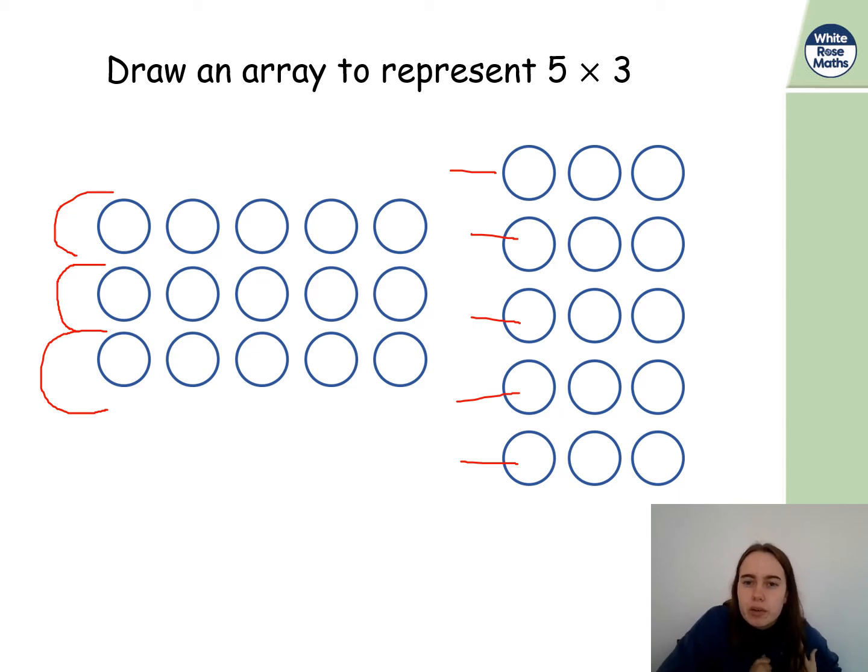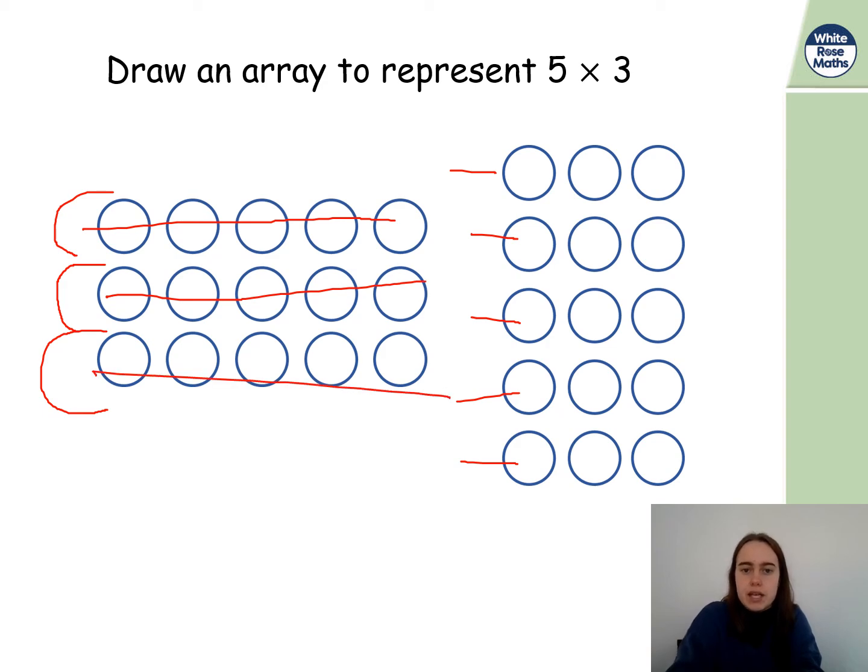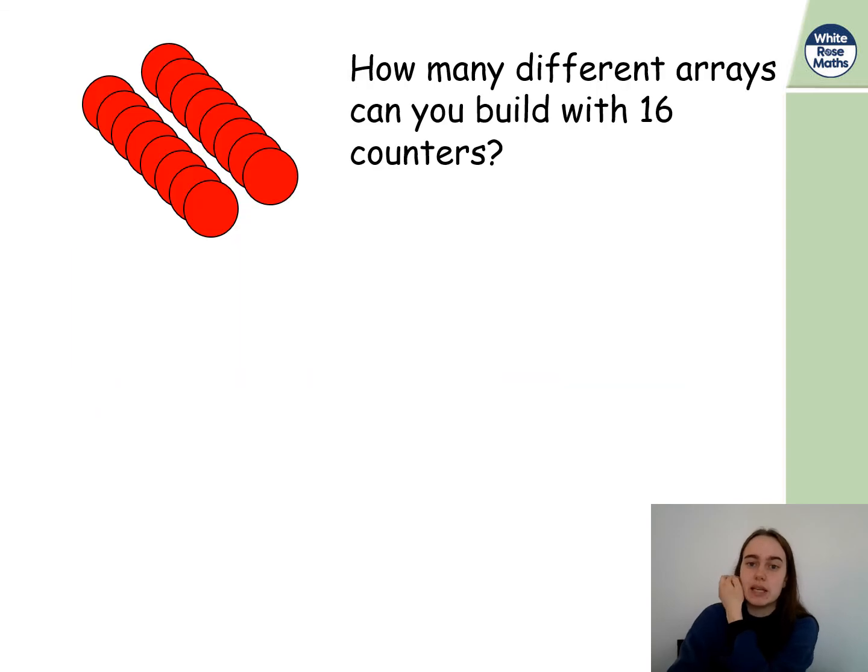Do you know what 5 multiplied by 3 is? You could either count up in 3s or count up in 5s. I'm going to count up in 5s. I've got 5, 10, 15. So 5 multiplied by 3 equals 15.